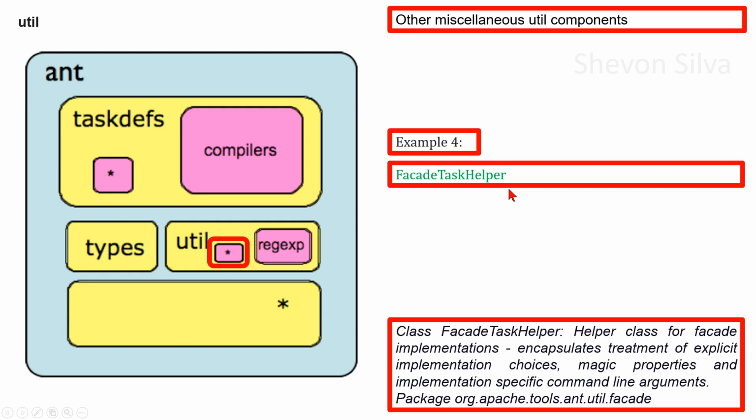Here is class FacadeTaskHelper. Helper class for facade implementations, encapsulates treatments of explicit implementation choices, magic properties, and implementation specific command line arguments. This is in the package org.apache.tools.ant.util.facade.